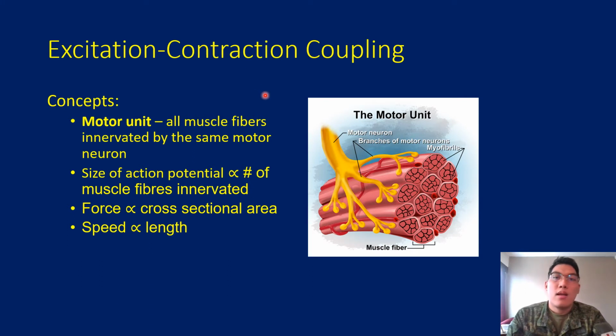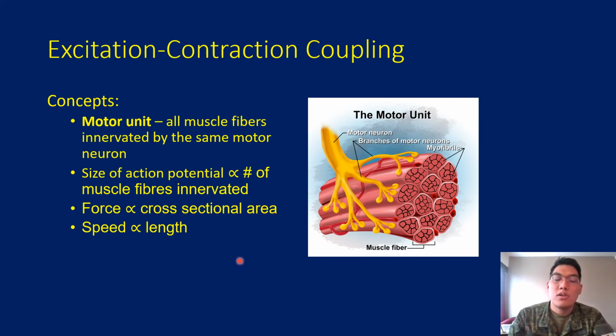Before we talk about how the muscles contract, there are important concepts to remember. A motor unit is a structure in which all muscle fibers are innervated by the same motor neuron. The size of the action potential is directly proportional to the number of muscle fibers innervated.